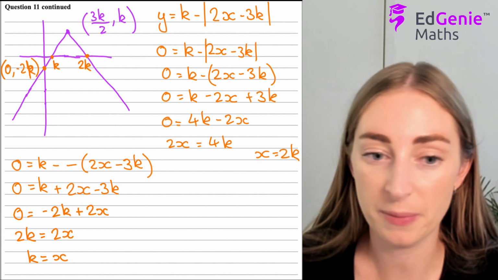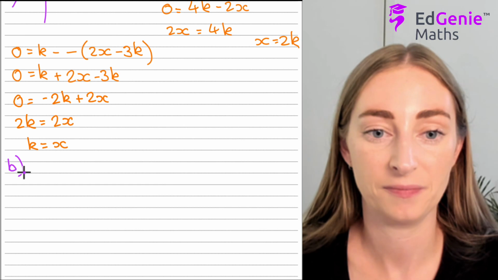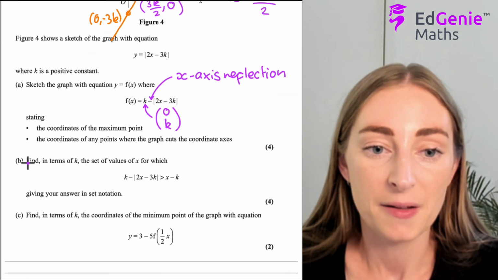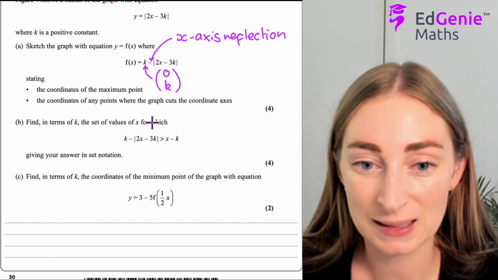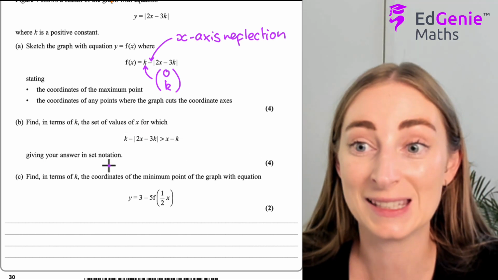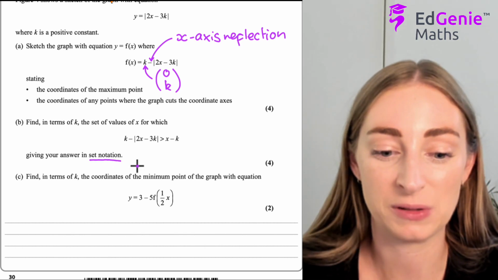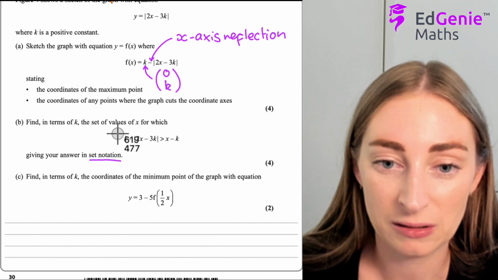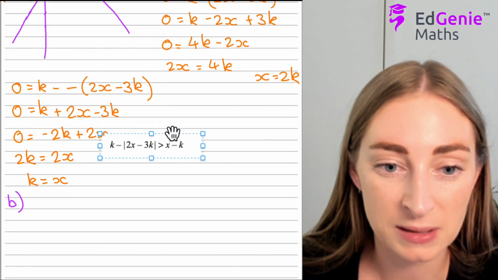Oh, right, part B. Find in terms of k the set of values of x for which this is greater than this, giving your answer in set notation. So that's going to be important. Let me just rewrite that down here, so I'm not going to have to keep going up and down the page.